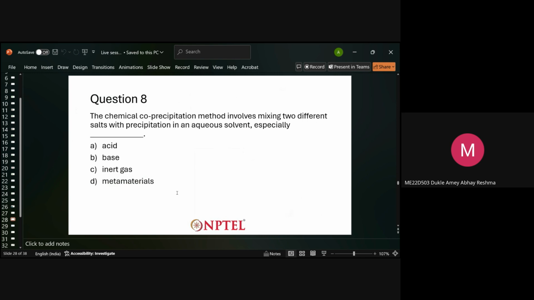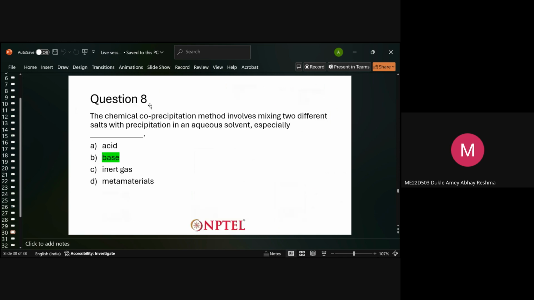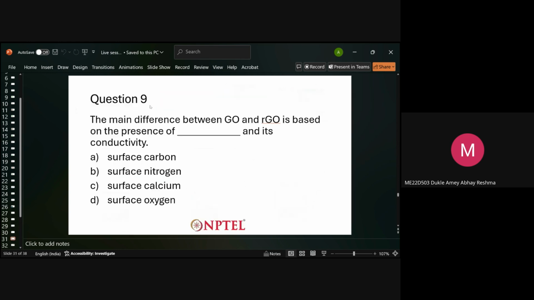The eighth question is, chemical co-precipitation method involves mixing two different salts with precipitation in an aqueous solvent, especially acid, base, inert gas, metamaterials. So the answer is base. So you can see the process here. You are using ferrous sulfate and ferric chloride, and you are using water, and then you are using ammonia so as to actually have the process going forward. So the answer is base.